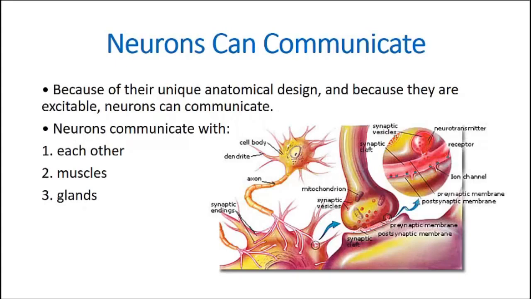The first thing I should tell is the important feature of neurons, that neurons can communicate. Because of their unique anatomical design and because they are excitable and suppressible, they can communicate. The communication of neurons that we know is based on 3 different types.